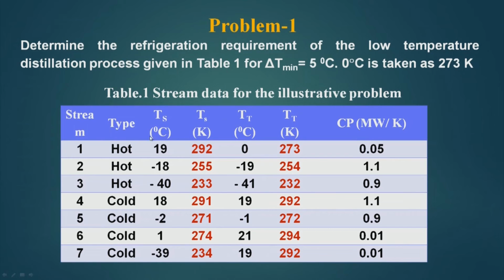Here negative temperatures are there. So, we will convert them into Kelvin by adding 273. In actual fact, it is 273.15, 0 degree is equal to 273.15 Kelvin, but here for simplicity we have taken 273 Kelvin. So, we have added 273 to the temperatures and converted into Kelvins. So, this is supply temperature, target temperatures are also converted into Kelvins, and these are the Cp values, which is basically mCp.